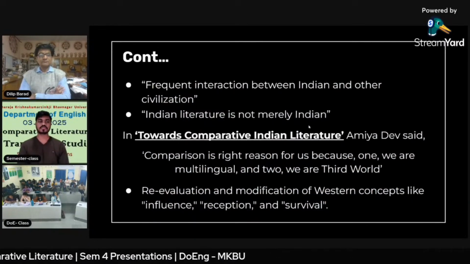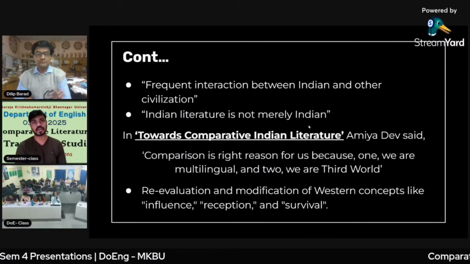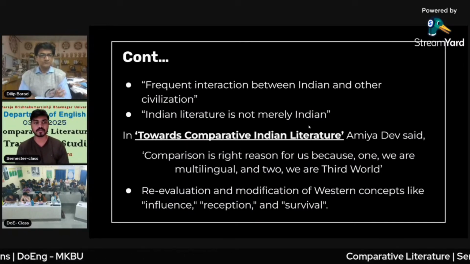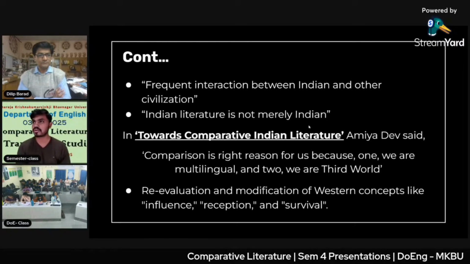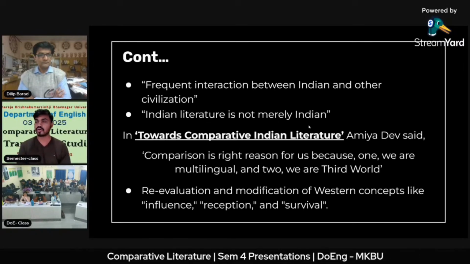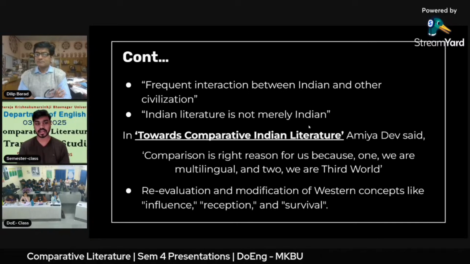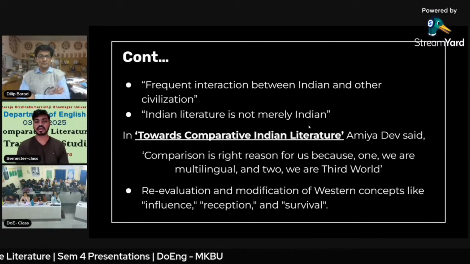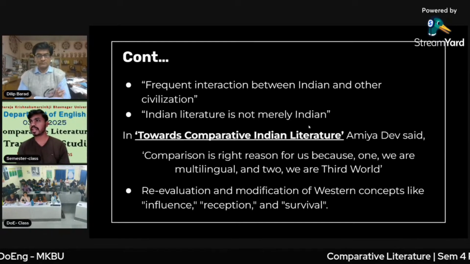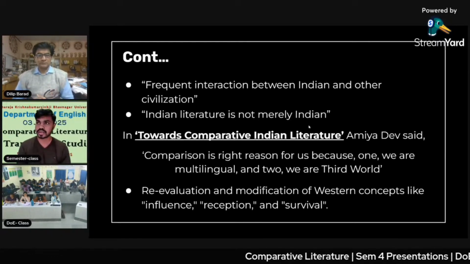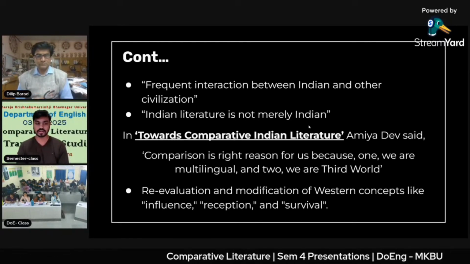And there is also still a gap remaining in doing comparative studies. Comparative study has not been very much explored in the context of India and China, or India and Greece also. So in that way, India is not merely Indian, because Indian literature has influenced many other literary traditions, and it has also been influenced by many others.